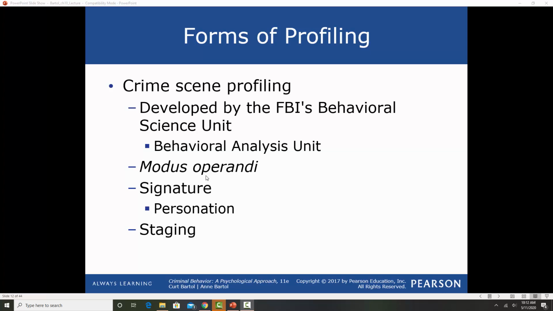Crime scenes are also classified as either organized or disorganized, and inferences can be made about the offender based on these features. Organized crime scenes imply that there's planning, or they imply that this isn't the offender's first crime. So you don't see a lot of disarray. There's not a lot of evidence left behind. There are no weapons left behind.